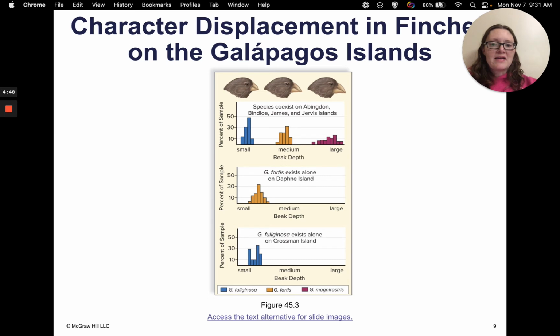A good example is the Galapagos Island finches. The isolation causes the beaks to become different over time. So the beak shape differs on the different islands because they have been isolated on those islands.